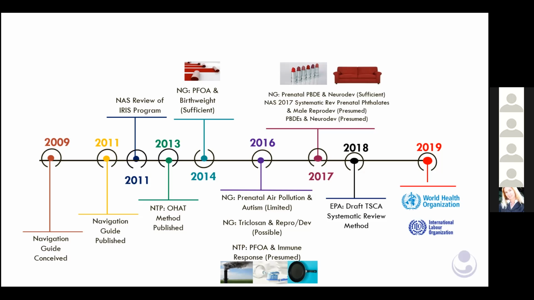And finally, in 2019, you can see down there, that highlights a couple of things. First of all, the International Agency for Research on Cancer, so IARC, began incorporating systematic review principles into their updated preamble. But importantly, the navigation guide method was used by, and it's still being used by, the WHO and also the International Labour Organization to conduct a series of systematic reviews to help WHO and ILO to develop joint estimates of the global burden of work-related disease and injury.